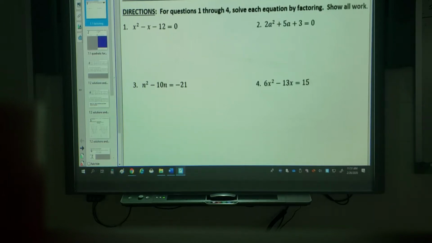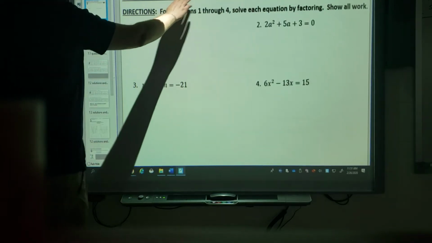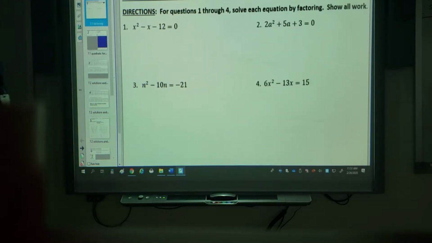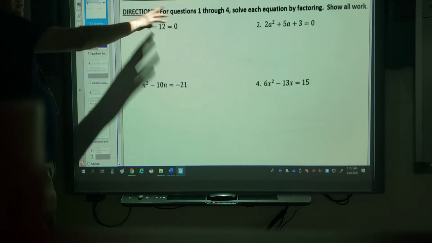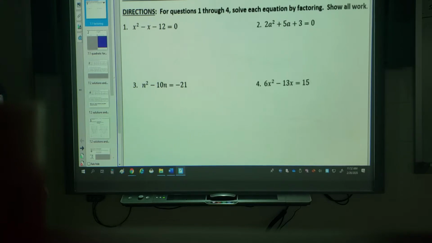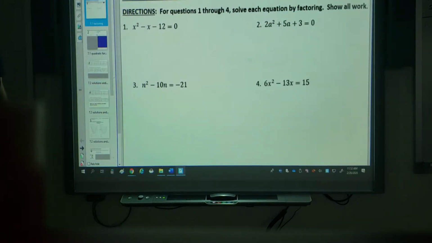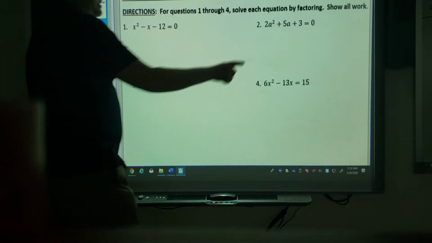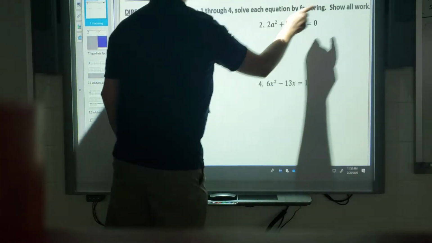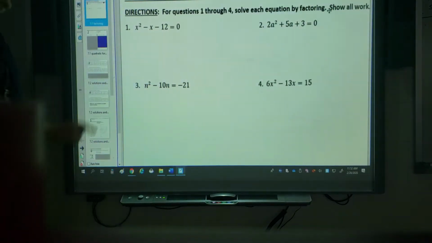This is the video tutorial to go with learning target 7.1 and 7.2, which is solving quadratics. So make sure you're reading questions very carefully when you take this test, because there are some questions that are going to specify a particular method, and if you don't do that, then you're not going to get full credit for this, particularly when it says show all your work. So just make sure you're reading questions carefully.